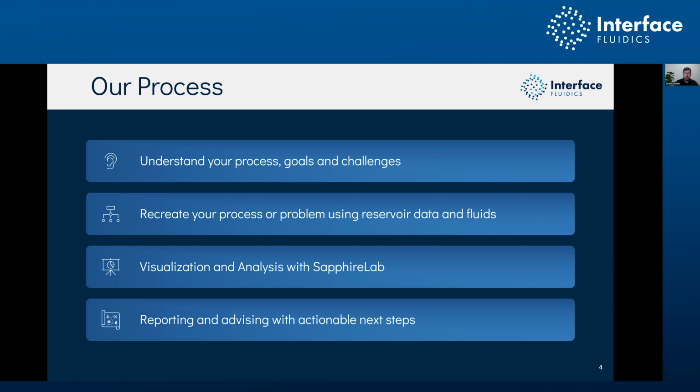The third piece is actually doing that work. After we've designed and replicated your system, we move on to doing the measurements in our laboratory, where we collect all of our data visually and do all of our image analysis and data analysis using our technology platform called Sapphire Lab. And finally, we take all the data and information that we've collected and synthesize that into a report to advise our clients with actionable next steps on what we saw, why we saw it, and what the best next steps are in order to ameliorate the problems that they're experiencing.